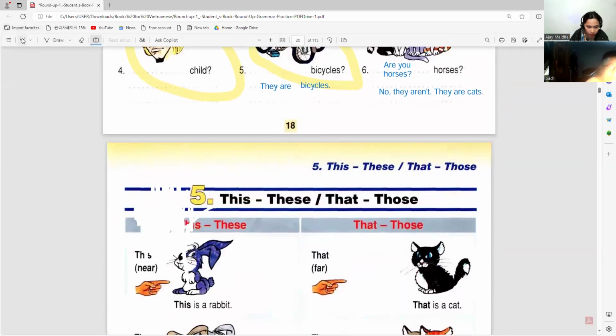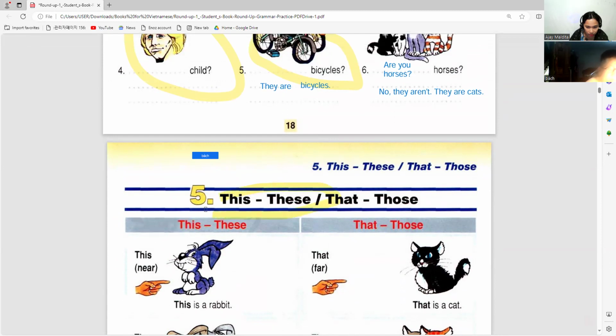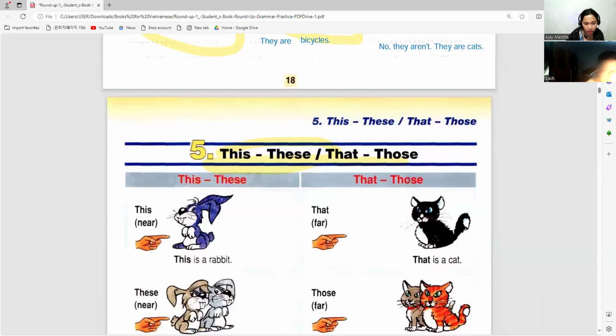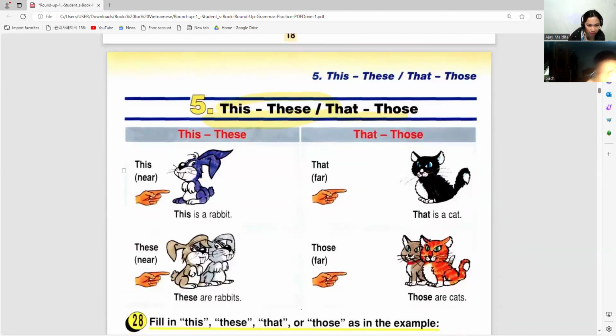Next, Wang Bak, number five. These, that, and those. Okay? Okay, Wang Bak, are you still there? Please read this near. Okay? Yeah, this is a rabbit. When you say that, that is very far. Okay. When you say near, the picture is near. Okay, for example, your house and your cafeteria. Your house, you also have a cafeteria, so you will say near. Like this, near. When you say that, far. Okay?